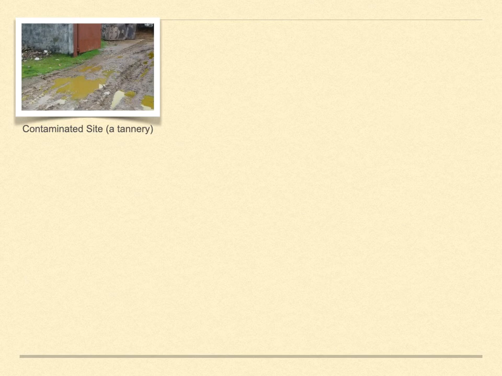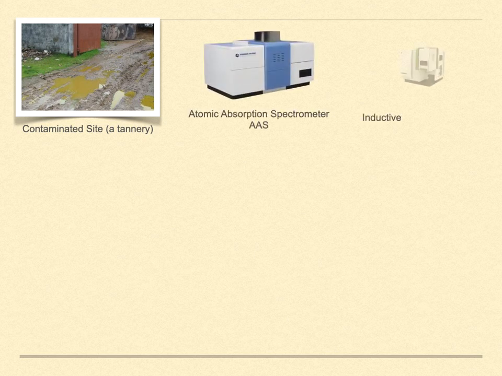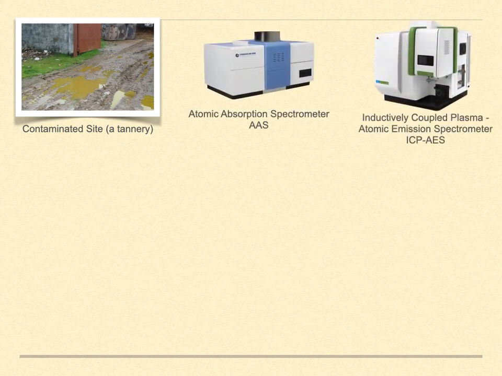Chromium metal can be a serious contaminant in the environment. The site of a former manufacturing facility, a tannery in this case, is thought to have soil that is contaminated with chromium. You have two instruments available to analyze for chromium, an atomic absorption spectrometer and an inductively coupled plasma atomic emission spectrometer. We will abbreviate them as AA and ICP.